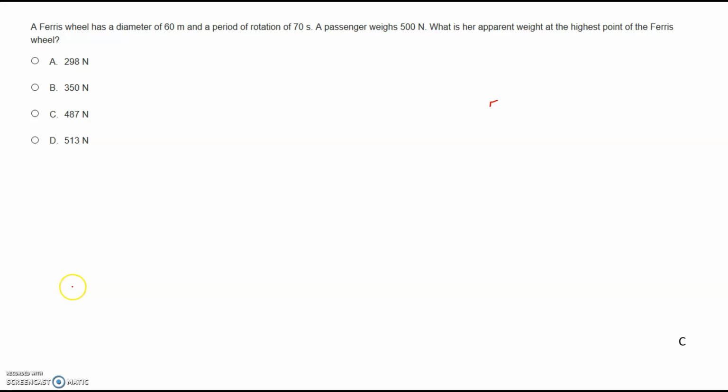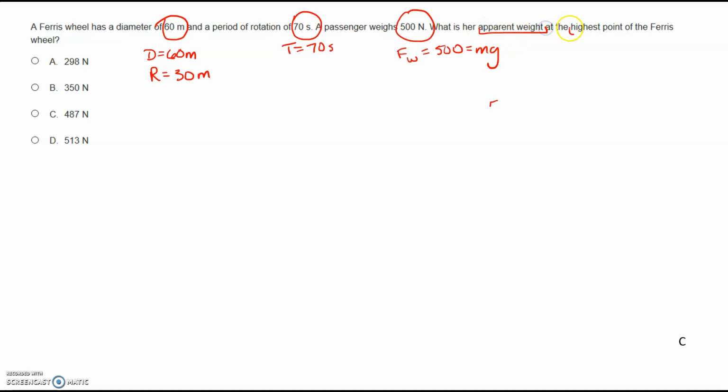Okay, a Ferris wheel has a diameter of 60 meters. So if the diameter is 60, I know the radius is 30. And a period of rotation of 70 seconds. A passenger weighs, so this is my force of weight, 500 newtons, which is also equal to mass times gravity. What is her apparent weight at the highest point of the Ferris wheel? So I used the dynamics of a Ferris wheel. It's on page 7 of 30 in the lesson.